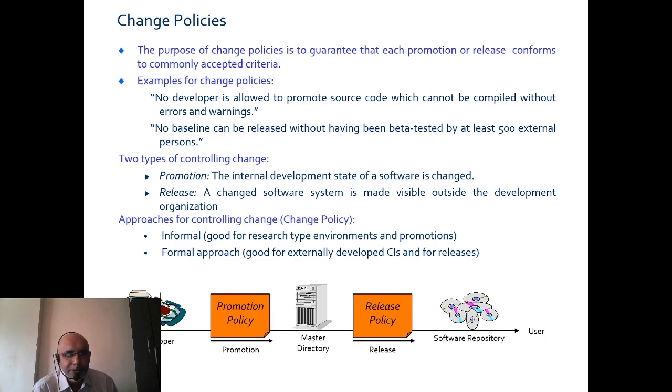Okay, so it speaks about bug fixing, bug tracking, the change repository, right, CIs. CI is short for configuration item. Okay, so just see, no developer is allowed to promote source code which cannot be compiled without errors and warnings.